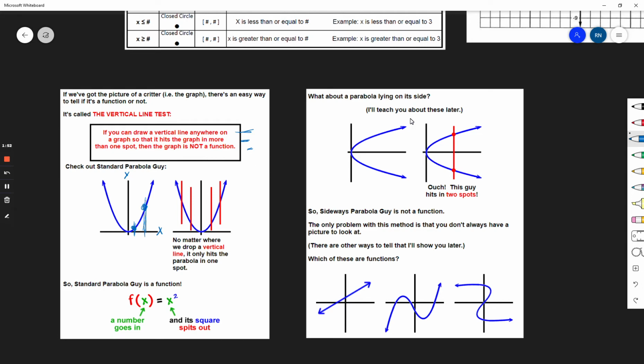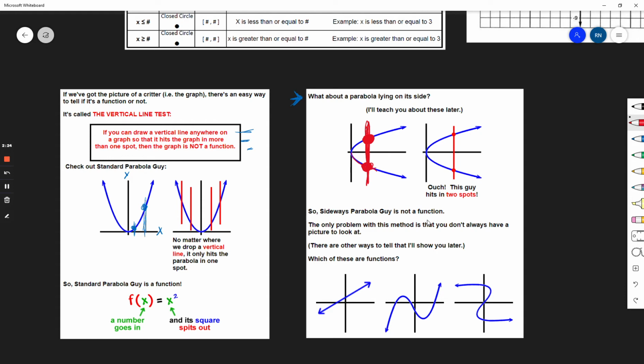So let's look over here. What about a parabola? Parabolas or anything like that could be not a function. If it's sideways, let's change the color really quick to red. Right here, how many times is this red line hitting this blue parabola? 1, 2. So it is not a function. It is not 1 to 1.